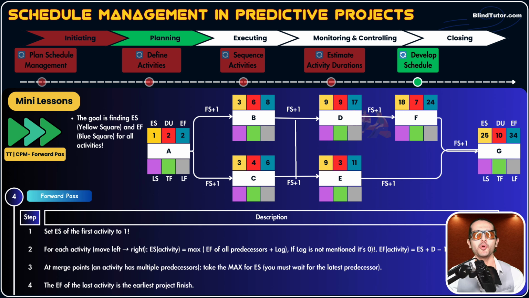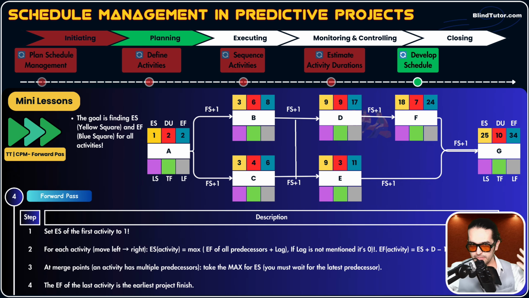So this was forward pass, guys. Forward pass is a concept in critical path method where we go activity by activity from left to right to calculate ES and EF of all of the activities. ES of the first activity is 1. We know that. We set it as 1.